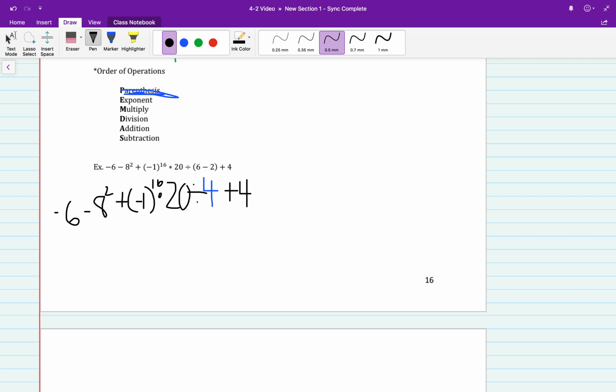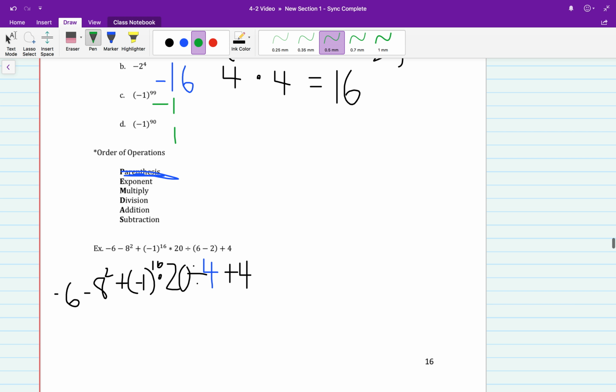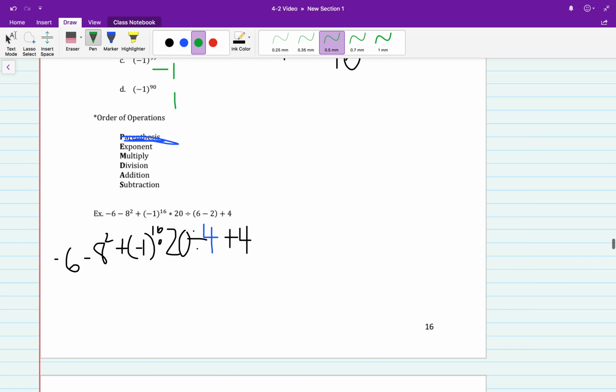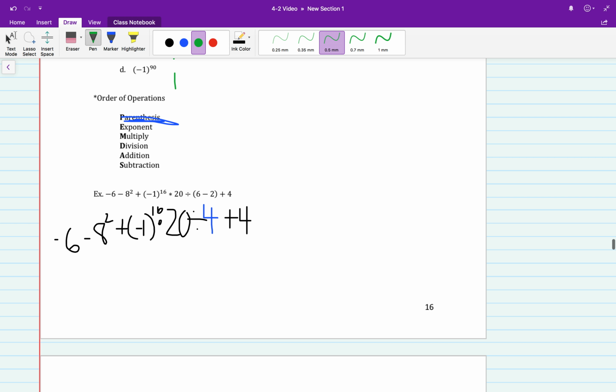of the order of operations is the exponent. So now again, I'm going to read from left to right, and any exponent I see, I'm going to do. So -6 doesn't have an exponent, but this 8 does. And only the 8 has the exponent, just like we saw up above with these negative 2's. The 8 only, not the negative sign, only the 8 goes with that square. So 8 squared is 64.